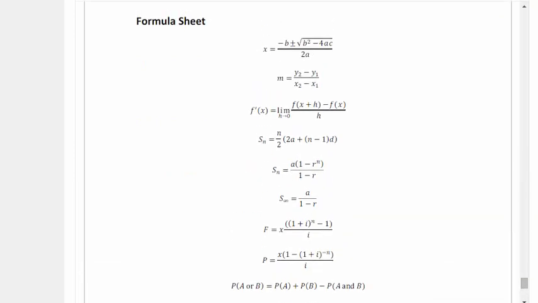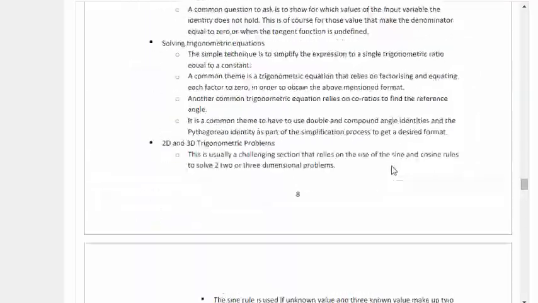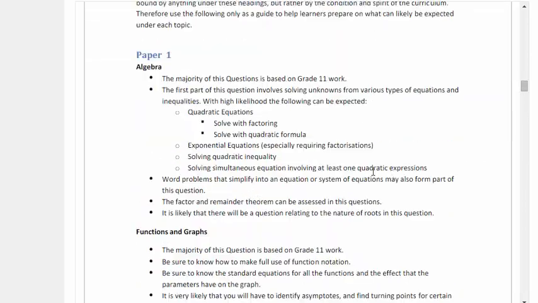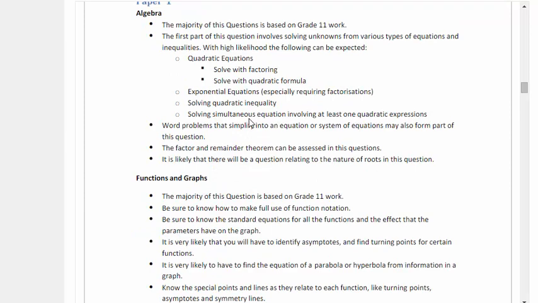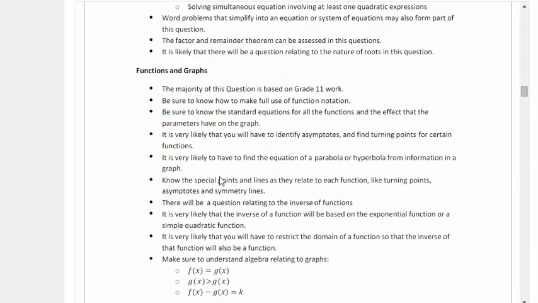Okay, so that's my suggestion on how to use this exam guidelines. I tell you literally in every paper what topics there are. Algebra, the majority of questions is based on grade 11 work, which involves solving equations, things like that. Grade 12 we do very little of that really. Functions and graphs, then for example I tell you what are the most important and most common things that you'll encounter in the final exam when it comes to these topics.